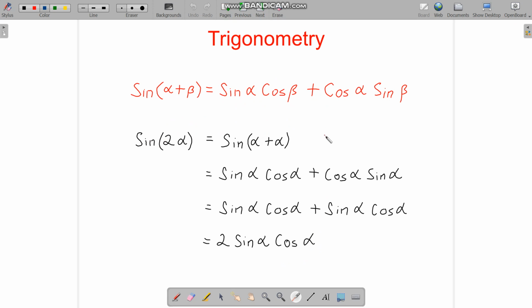And now for the double angle formulas. Sine alpha plus beta formula, but we replace the beta with alpha. So sine 2 alpha is 2 sine alpha cos alpha.